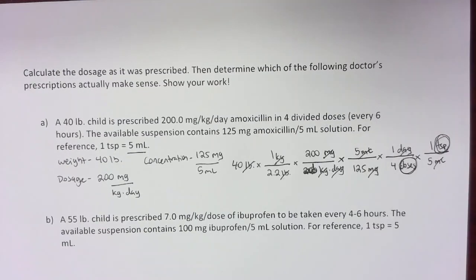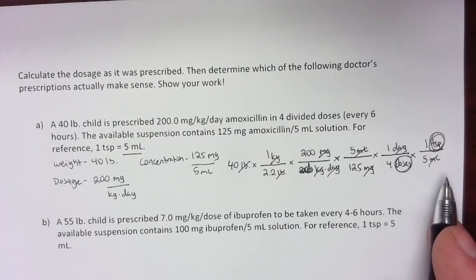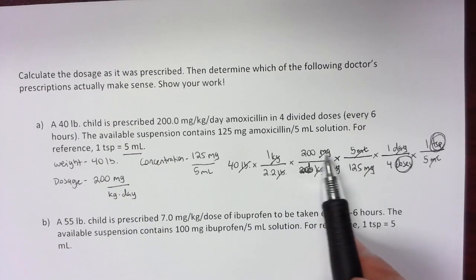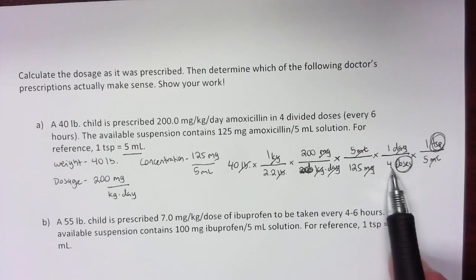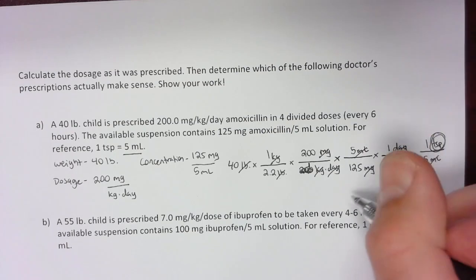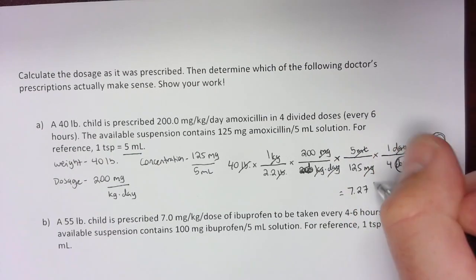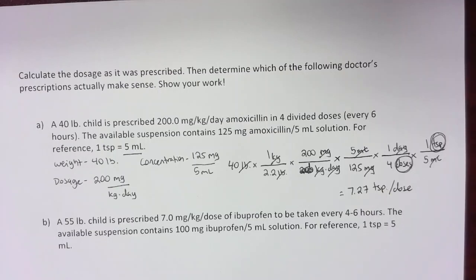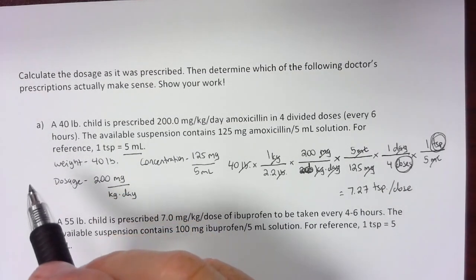And when we do all of this math, okay, if we divide by 2.2, multiply by 200, multiply by 5, divide by 125, divide by 4, and divide by 5, we get 7.27 teaspoons per dose. Okay. Now a 40-pound child, that's a 4-year-old.